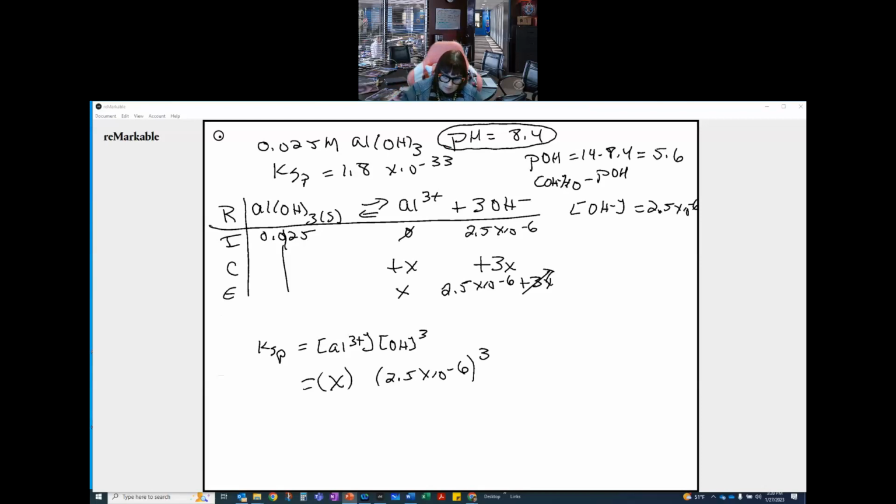Okay. Now this KSP is 1.8 times 10 to the negative 33rd. So if I want X by itself, that's going to be 1.8 times 10 to the negative 33rd divided by 2.5 times 10 to the negative 6th cubed. So let's do that happy math. 1.8 EE negative 33 divided by 2.5 EE to the negative 6, and then that is raised to the third power.